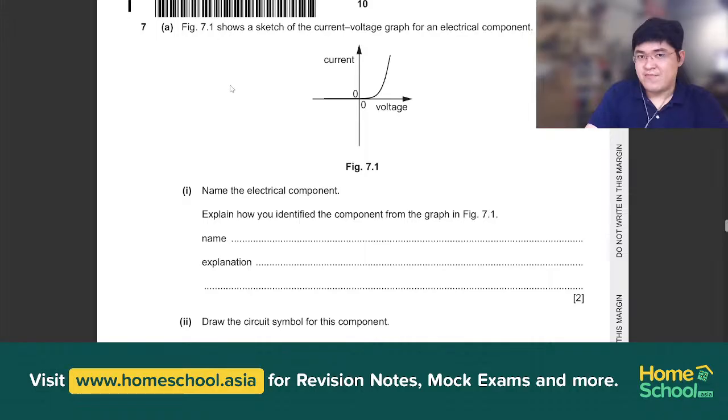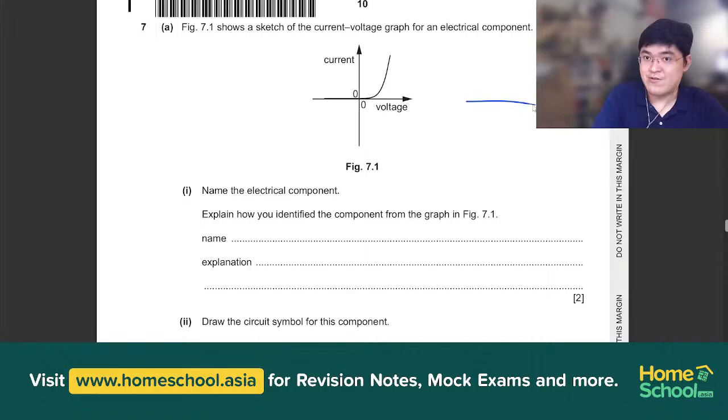Figure 7.1 shows a sketch of a current voltage graph of a certain electrical component, and we are to name this electrical component and explain how you identify the component from the graph in 7.1. As you can see here, when voltage increases, current increases exponentially at first and then it increases normally. It becomes a straight line afterwards. But when voltage is negative, current does not go downwards.